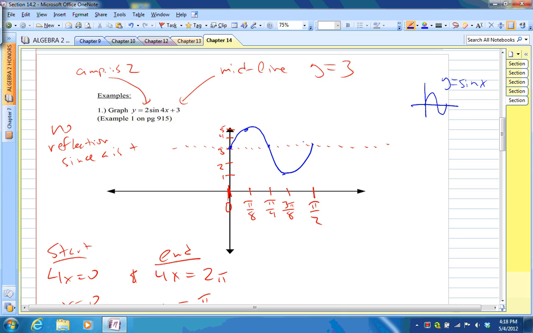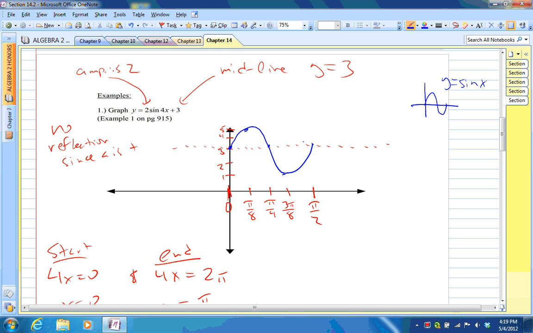So without having to make a table, you can do this very simply by knowing the new starting and ending points, realizing the midline is 3, so you got to shift it up 3, and then taking the amplitude into account when you're drawing the curve, because you have to rise up 2 above the midline and down 2 below the midline. And if you actually were to plot these points, you would see that you would get the same thing.